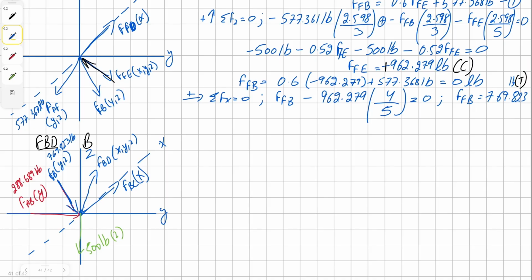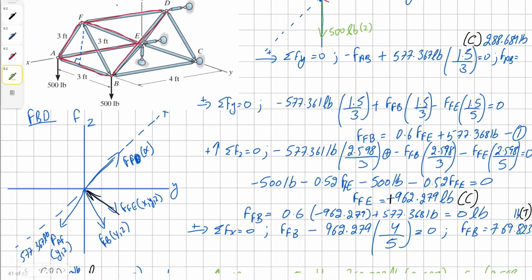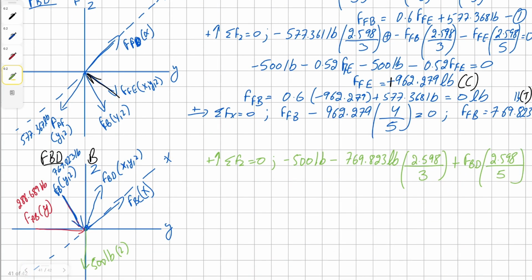To solve for force BD, we actually don't have to do much. We can use pretty much any axis. I'm going to go with the z-axis. So we're going to sum the forces along the z-axis. We're going to have negative 500 pounds. Then we're going to have negative force FB with its z component. And then finally we have force BD, which is going to be positive with its z component, divided by the denominator as 5, all equals 0.